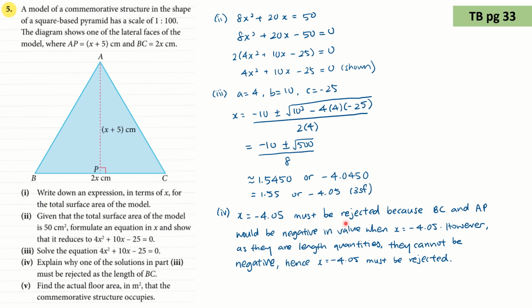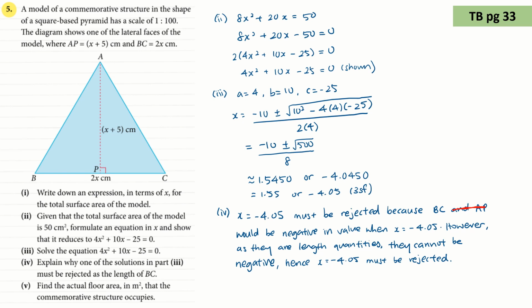I wrote something extra over here, actually, because the question stated very specifically that it is to reject due to the length of BC. Actually, you do not need to really write down AP. So this part over here is kind of an extra. Maybe let me bring out a pen to cancel it. So you don't really quite need this.